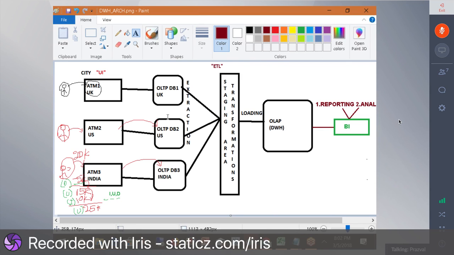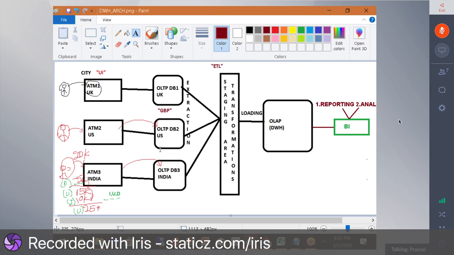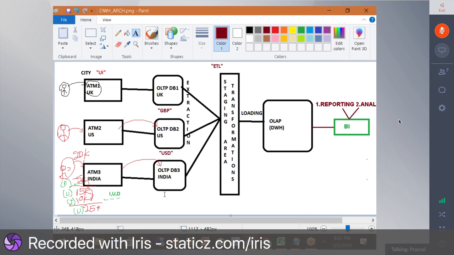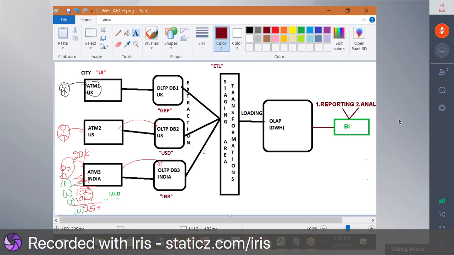One more important thing: if any customer performs any transaction in the UK, in which currency indicator is the transaction stored? In the form of pounds, GBP. If any customer performs any transaction in the US, it is in the form of USD, dollars. If any customer performs any transaction in India, it is in the form of INR, rupees.